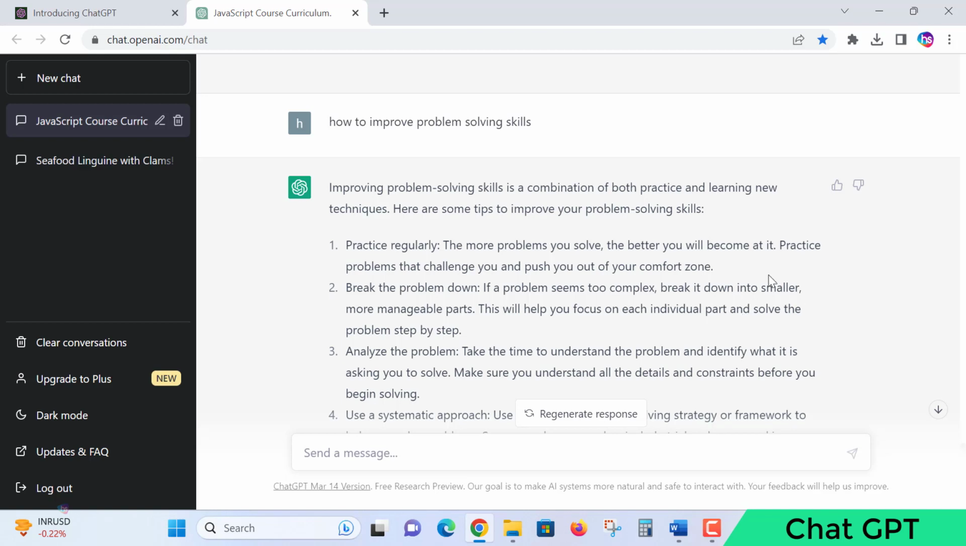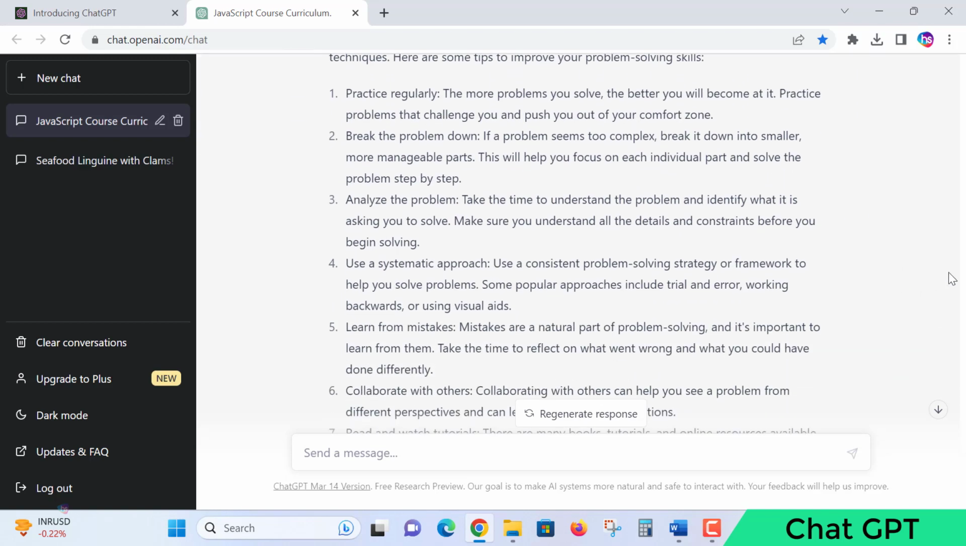Let's see, practice regularly. The more problems you solve, the better you will become. Practice problems that challenge you, push you out of your comfort zone, and break the problem down. So it is a very important tip. If a problem seems too complex, what you need to do is break it down into smaller chunks and rearrange the problem into manageable parts. This will help you focus on each individual part of the problem and solve it, and step by step you can join them to find a big solution at a single place.